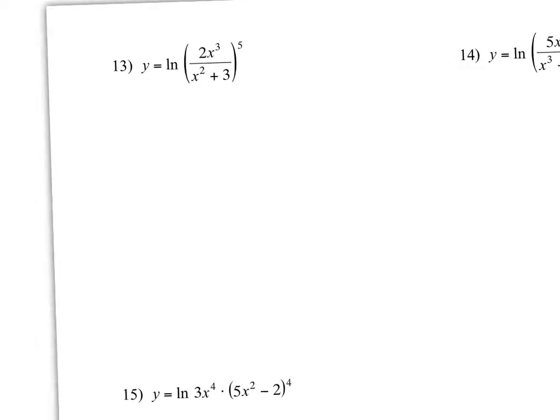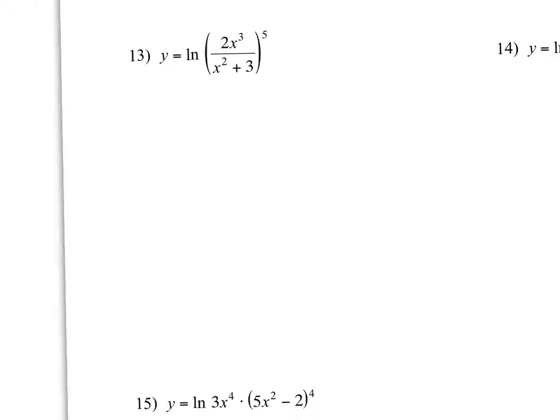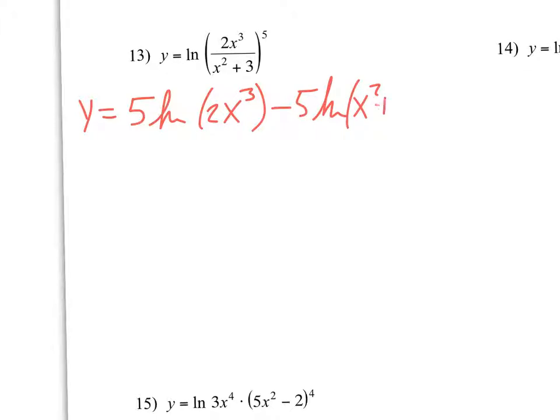And I spoke too soon. We've got natural log of a quotient rule. I'm going to be kind of clever and use some log rules to make this a little bit easier. So I'm going to write this as y is equal to 5 natural log of 2x to the third minus 5 natural log of x squared plus 3. I could even go a step further with the first one, but I'm not going to go there. I just didn't feel like doing a quotient rule.